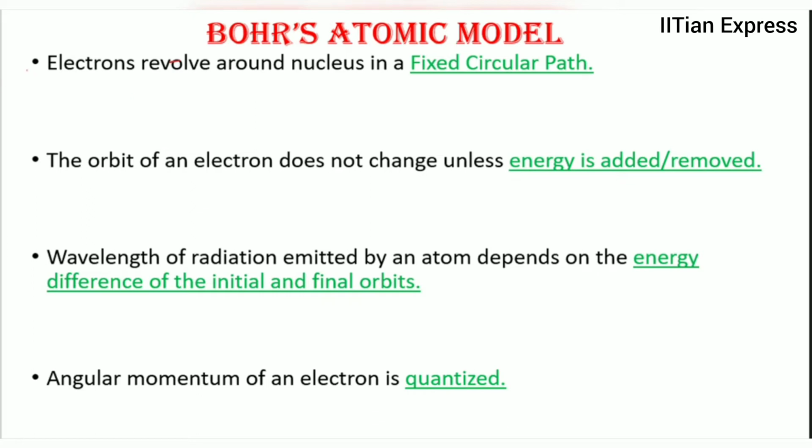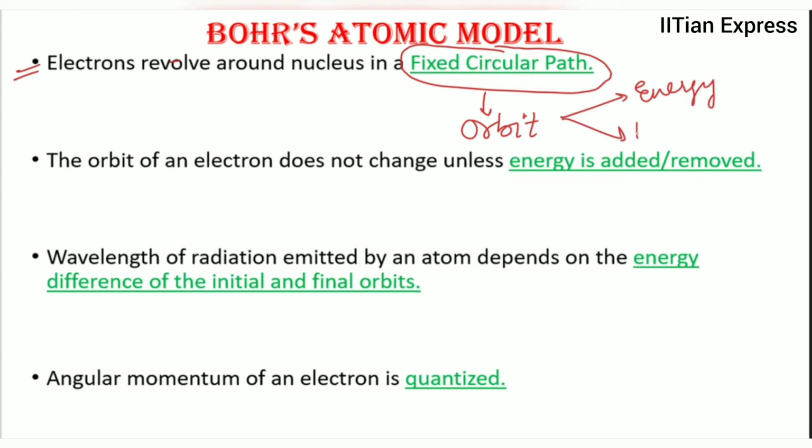So the very first postulate says that electrons revolve around the nucleus in a fixed circular path. This is the first postulate that ruled out Rutherford's atomic model, and this fixed circular path is also referred to as the orbit, and this orbit has fixed energy and fixed radius.